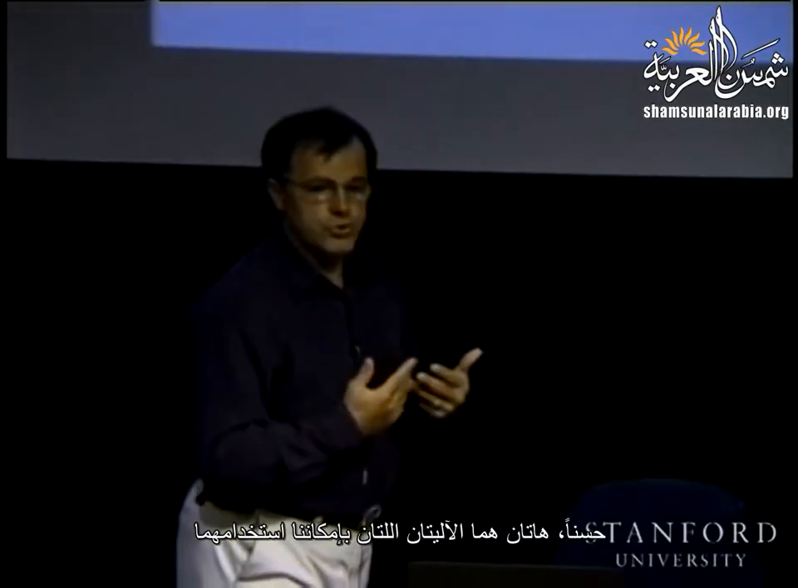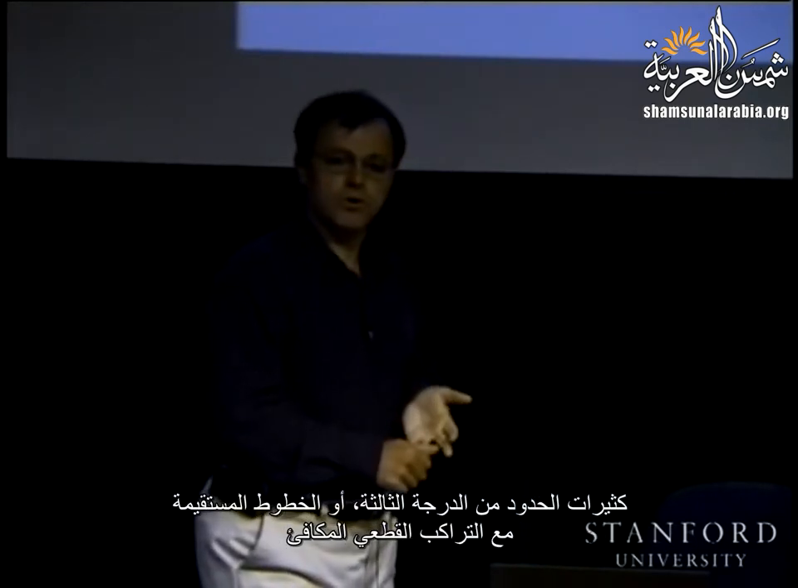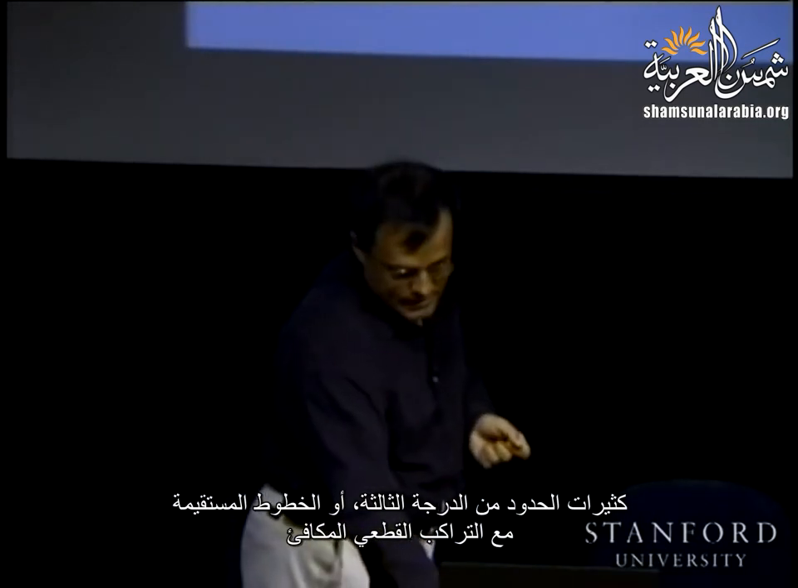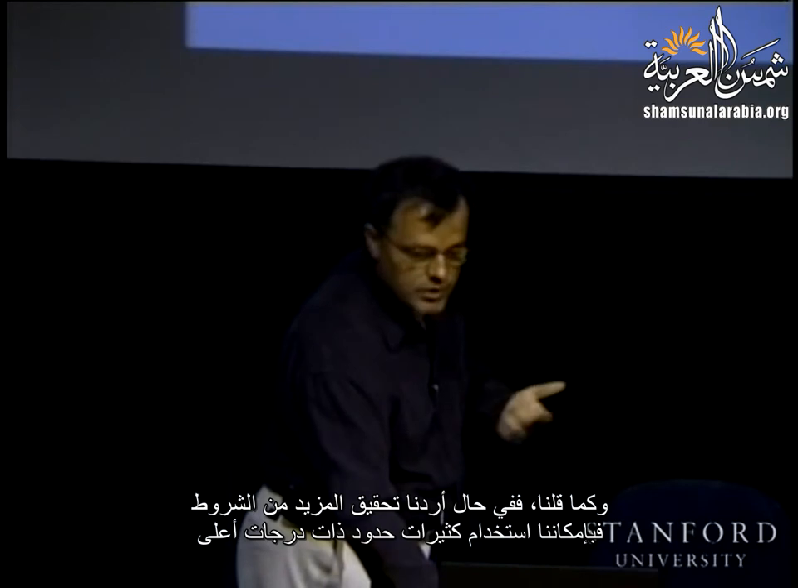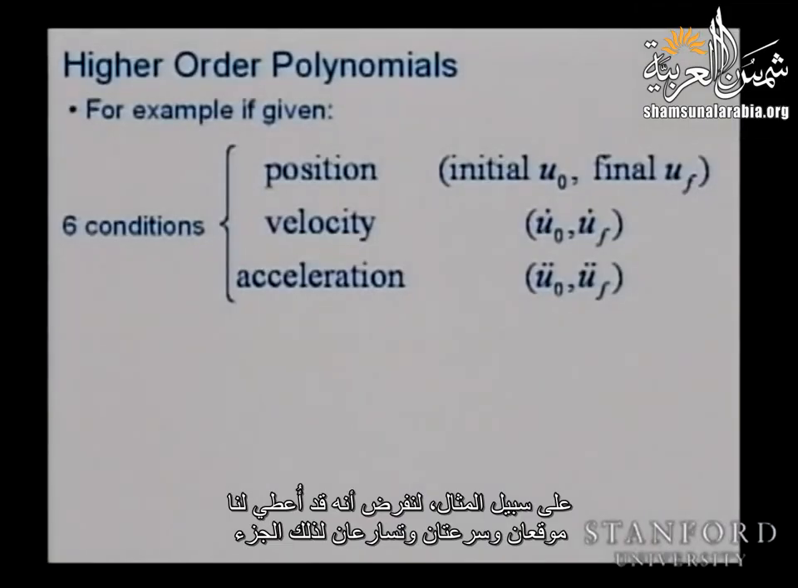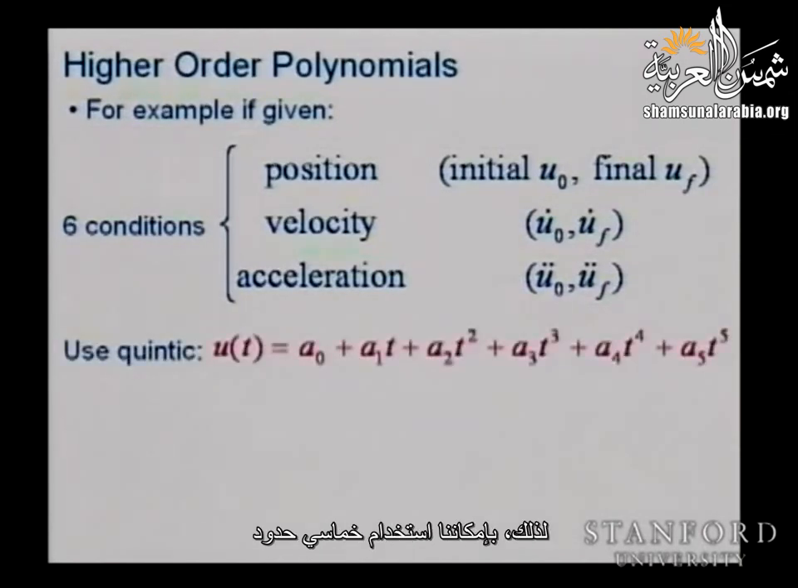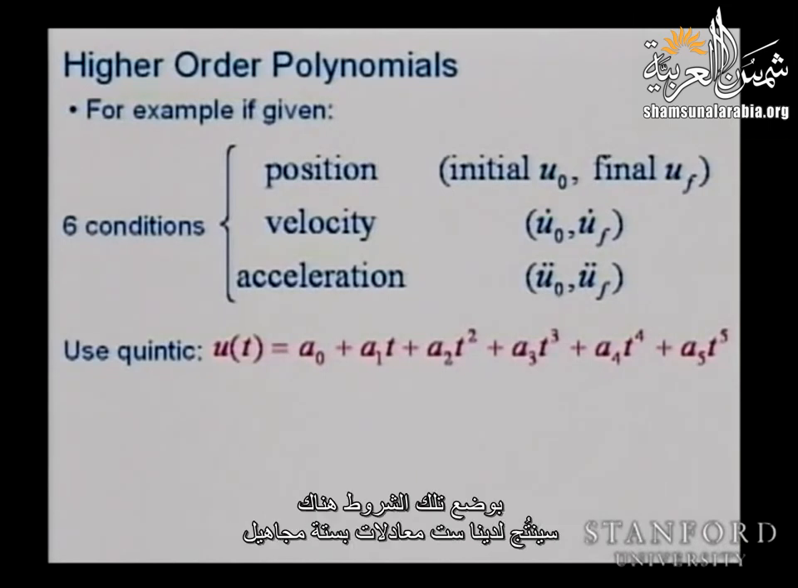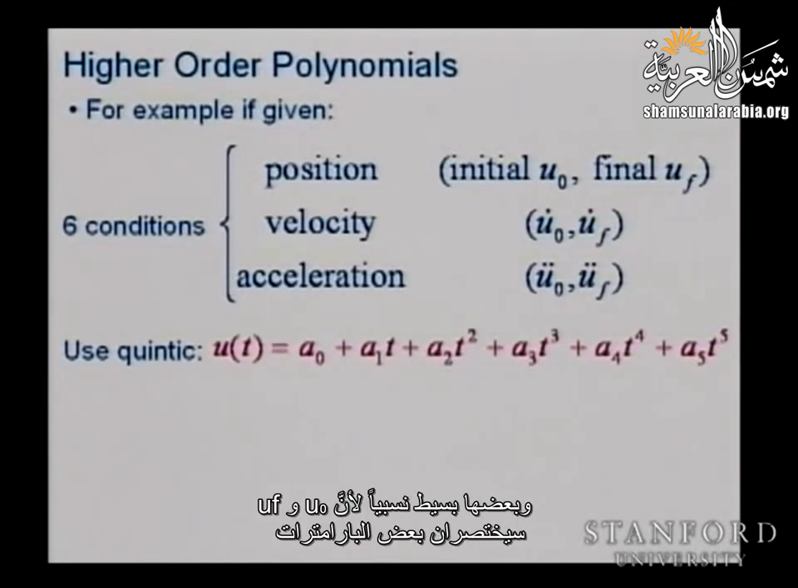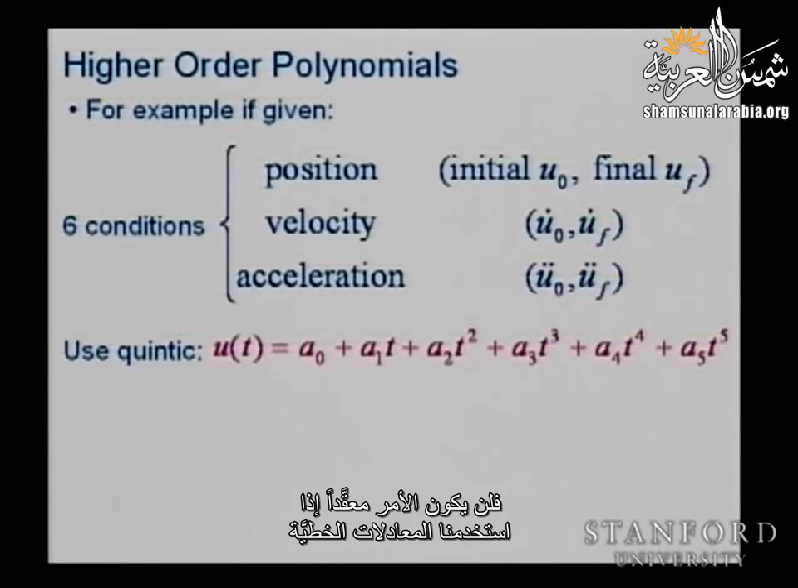Okay, now these were the two mechanisms. We can use cubic polynomials or straight lines with parabolic blends. As we said, if we want to satisfy more conditions, then we can use higher order polynomials. For example, let's say we are given two positions, two velocities, and two accelerations for that particular segment, right? Now we have six conditions, basically, right? So we can use a quintic, a fifth-degree polynomial, six parameters, plug in those conditions there, six equations, six unknowns. Because some of them are relatively simple, u sub 0, u sub f, it's not going to be that complicated if we use a linear equation for that, okay?